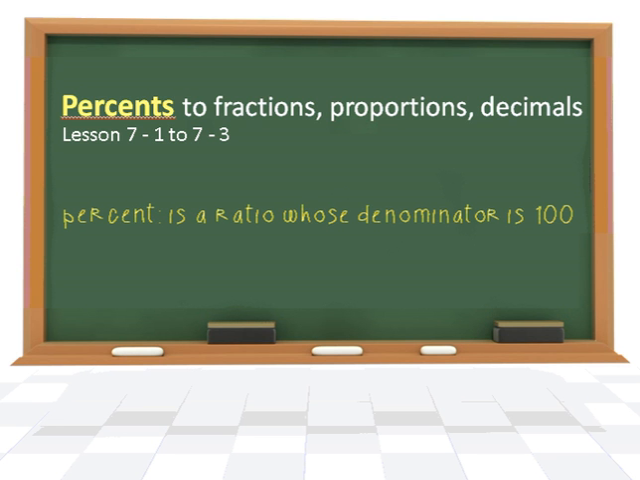In this particular lesson, we're going to be covering three lessons: Lesson 7.1, 7.2, and 7.3, where we look at percents to fractions, percents to proportions, and percents to decimals. A percent is a ratio whose denominator is 100. You're going to want to make sure that you get that into your notes because that's an important feature of this. Most of this material is not going to be new to you, but we'll be looking at it from different perspectives. So make sure you're taking notes, looking for the learning target, and writing down things you have questions on. Okay, let's continue.